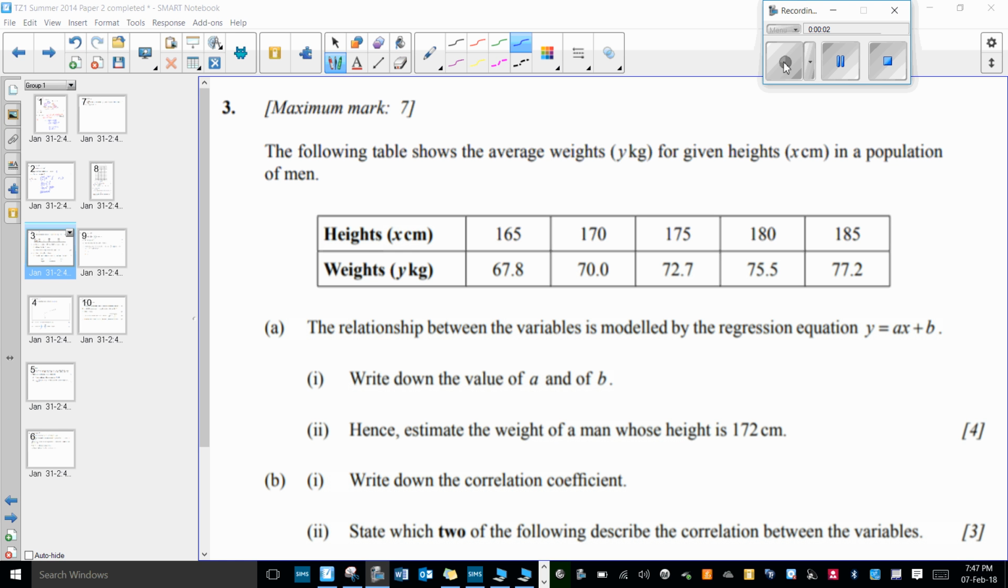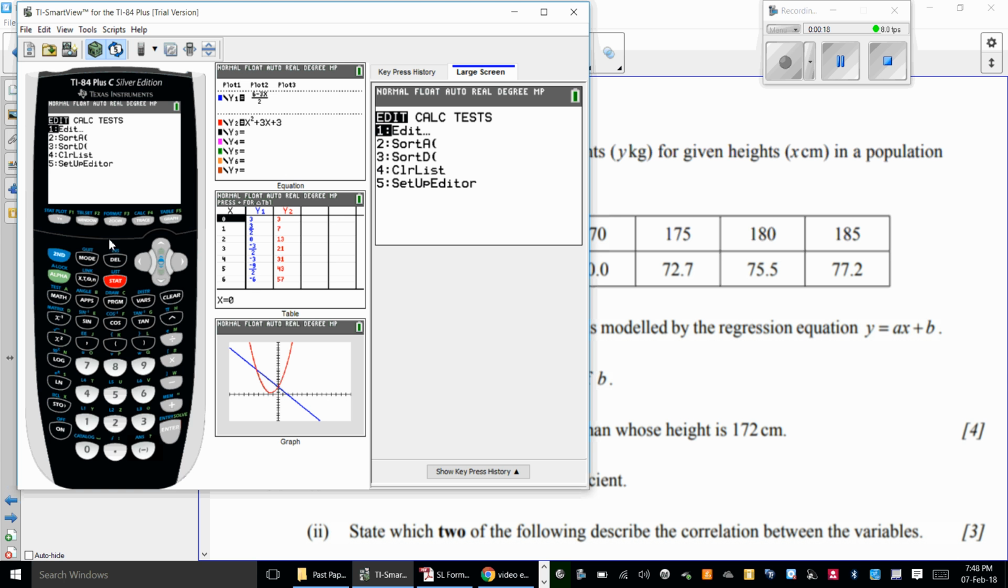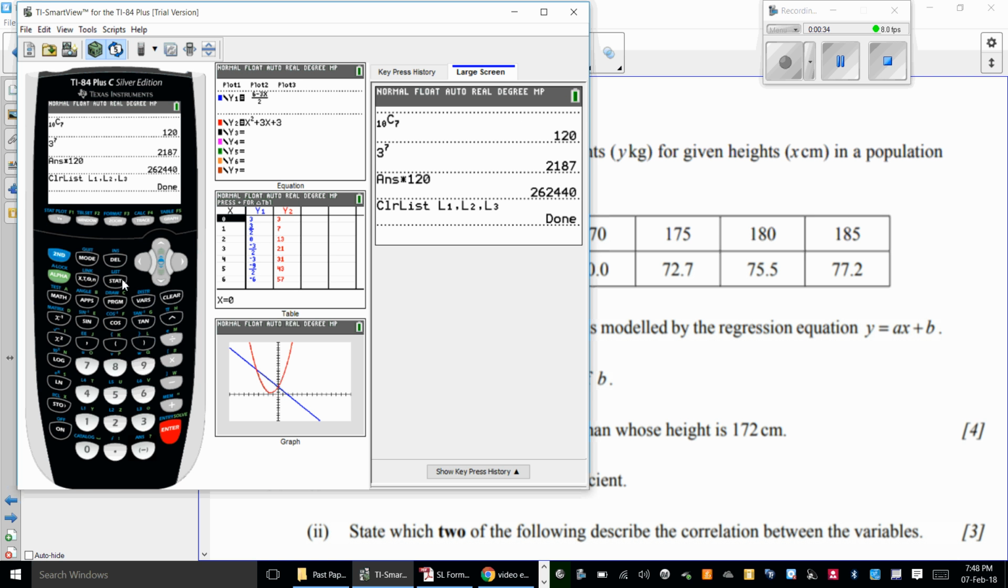This one's a stats question. Remember, these are highly unlikely to be ever on the non-calc paper. So first things first, I'm going to put my data into the calculator. So, stats. I'm going to clear my list in case I've got any lists put in there. So I'm going to clear list 1, list 2, list 3, just in case. Okay, it's done. So stat, edit.